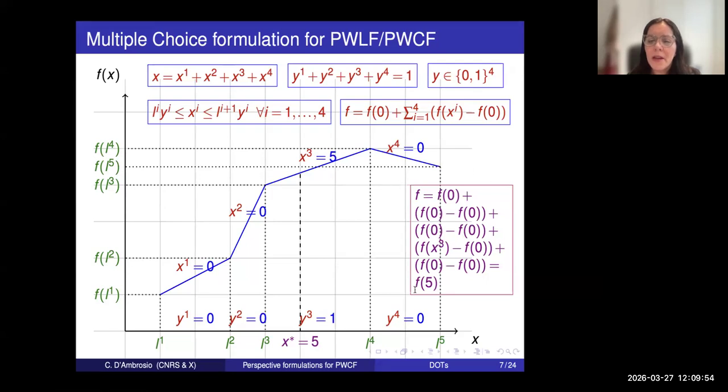Now, let's have a look at the formula providing the value of the function at 5. We have f0 plus a term for each element of the summation, and we know that for i equal to 1, 2, and 4, xi is equal to 0. So we have f0 minus f0, f0 minus f0, and f0 minus f0. And only for i equal to 3, xi takes the value 5. So everything cancels out besides this term that is f of x3, which is exactly f of 5, which is the value that we want.